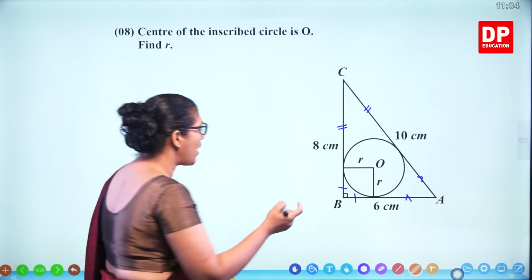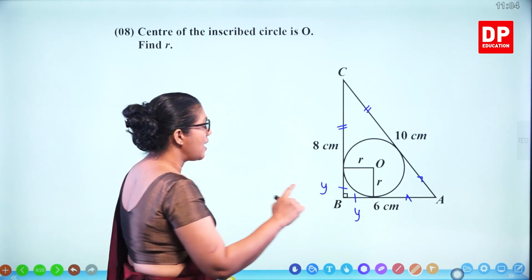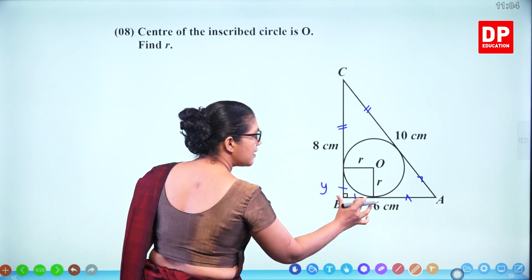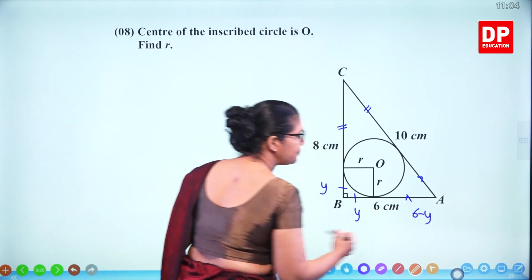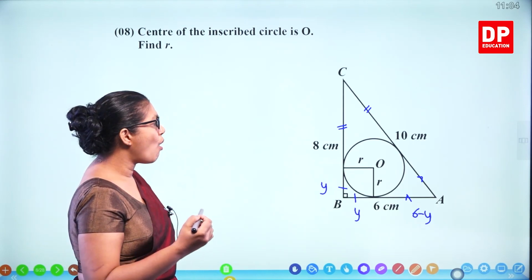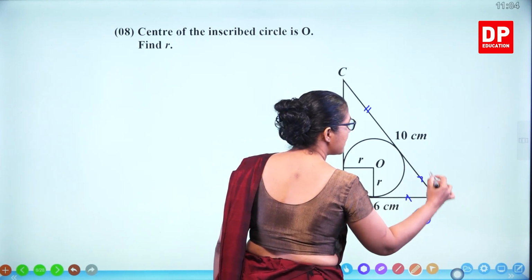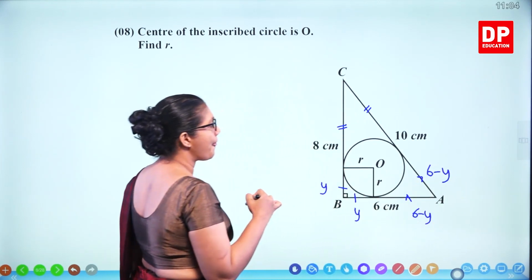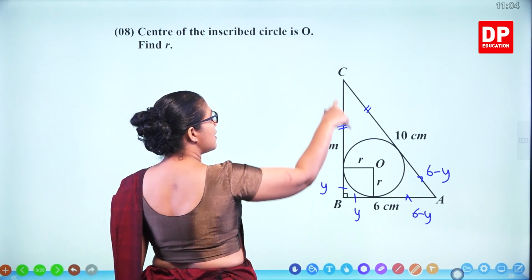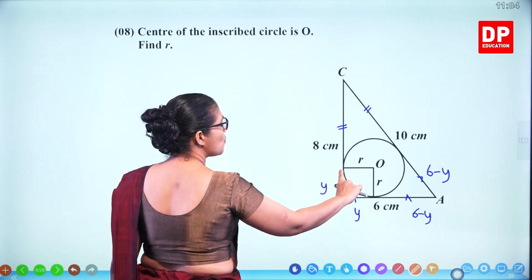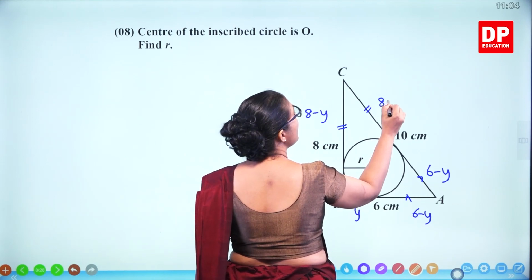So we'll take y here. If this length is y, this is y. Full length is 6. This is y. So what is this side? 6 minus y. I'm trying to write down all the lengths in terms of y. If this is 6 minus y, this length is also 6 minus y. Then what can I write for this side? Full length is 8. This is y. This is 8 minus y. So here also 8 minus y.